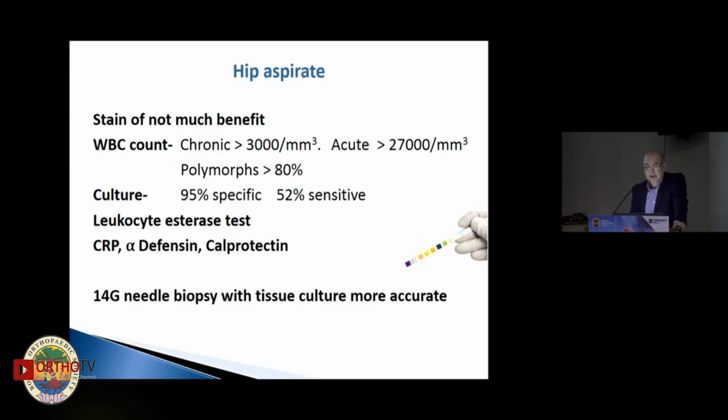A positive culture is fairly specific for infection, but a negative culture does not mean you don't have infection. From the synovial fluid, you can do other tests like the leukocyte esterase test, the CRP, alpha defensin, or synovial. And if your radiologist can use a 14-gauge needle rather than a thinner needle, your chance of getting a positive culture, because you get some tissue, is much higher.